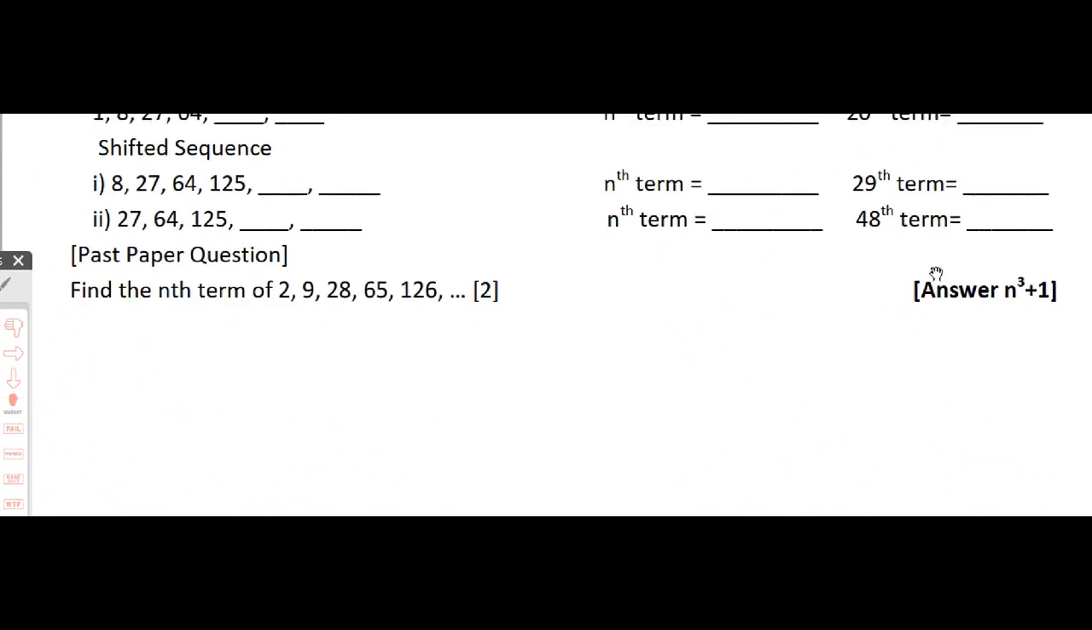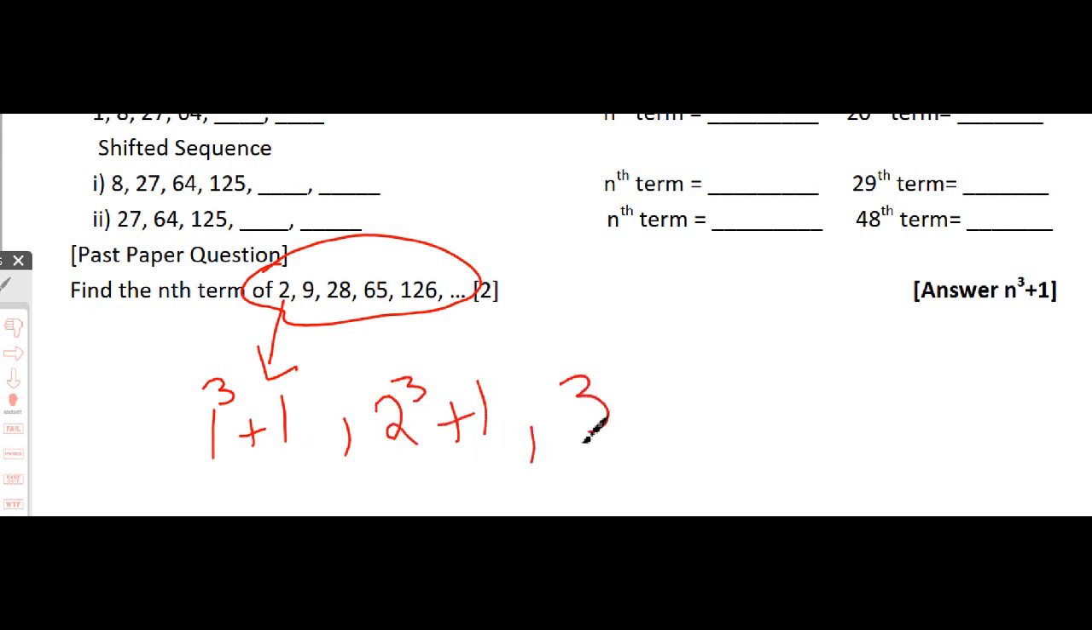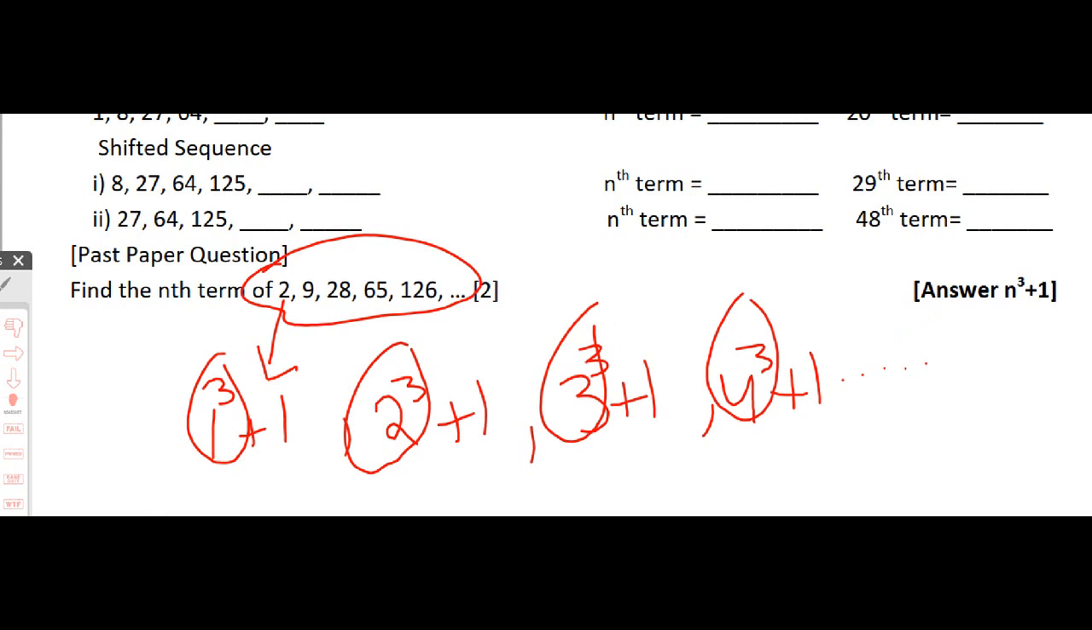Then we have a past paper question which says, find the nth term of 2, 9, 28, 65, 126. Now this isn't a particular term we've studied yet, so we will have to break this down. This is actually 1 cube plus 1. Then you have 2 cube plus 1, then 3 cube plus 1, then 4 cube plus 1, and so on. So the nth term will be n cube, and then you'll have to add plus 1 to it.